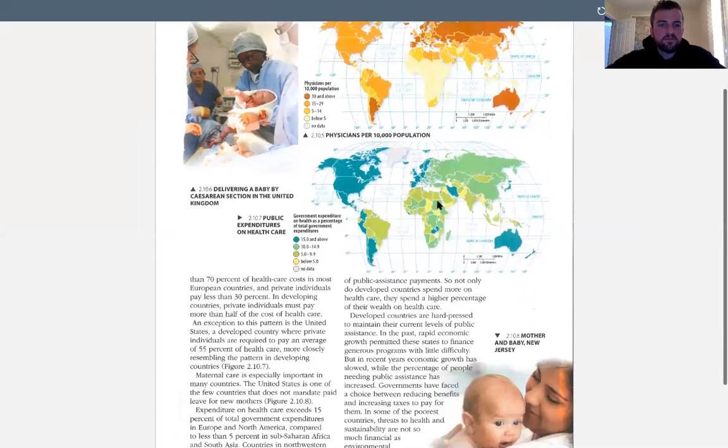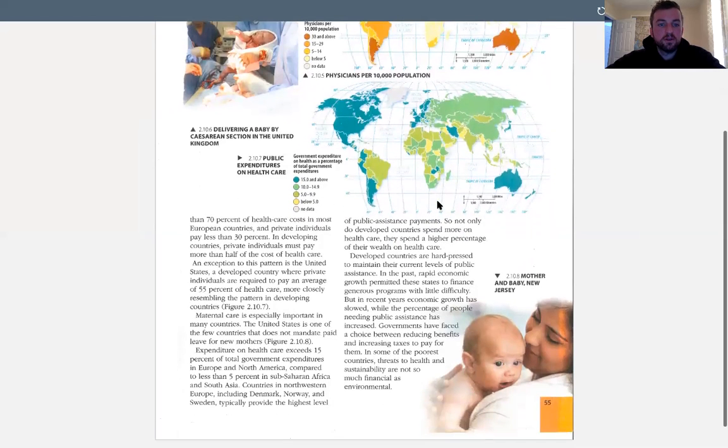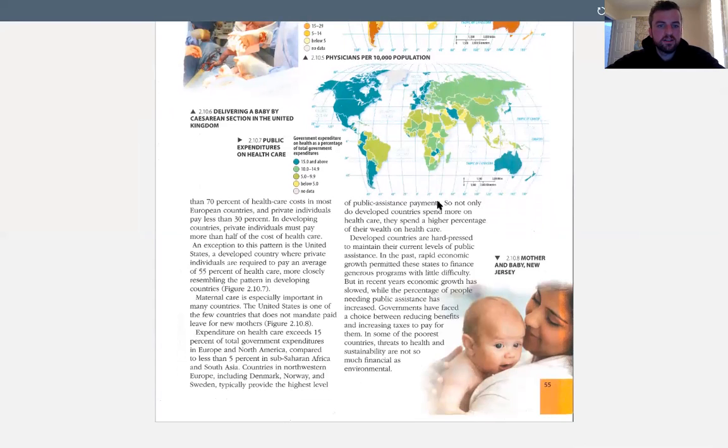Government pays more than 70% of healthcare costs in most European countries, and private individuals pay less than 30%. In developing countries, private individuals must pay more than half of the cost of healthcare. An exception to this pattern is the United States, a developed country where private individuals are required to pay an average of 55% of healthcare, more closely resembling the pattern in developing countries. Maternal care is especially important in many countries. The United States is one of the few countries that does not mandate paid leave for new mothers.